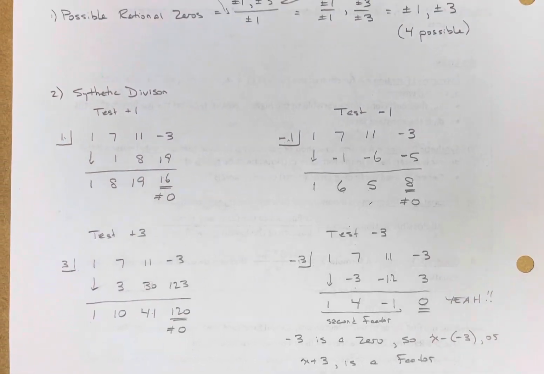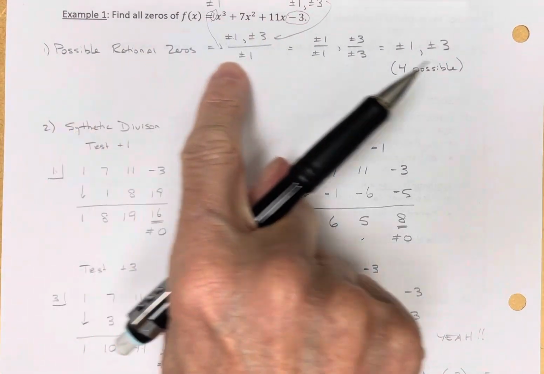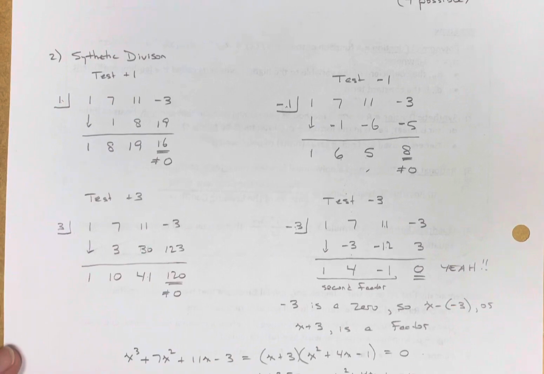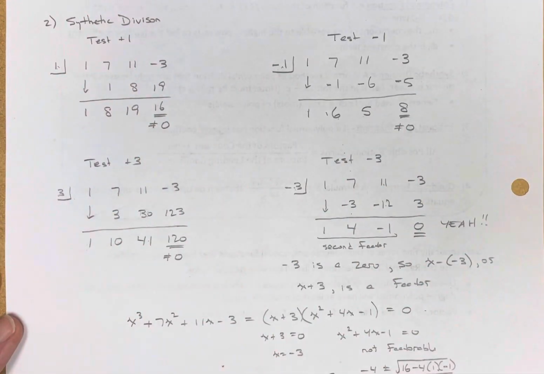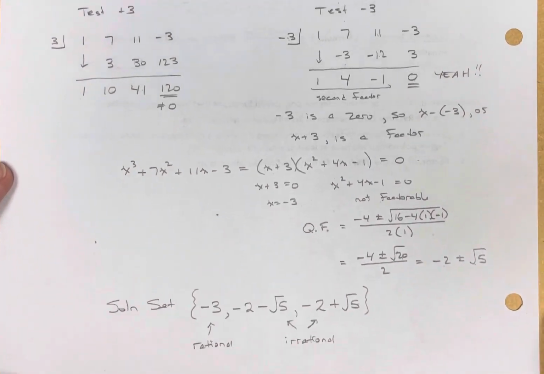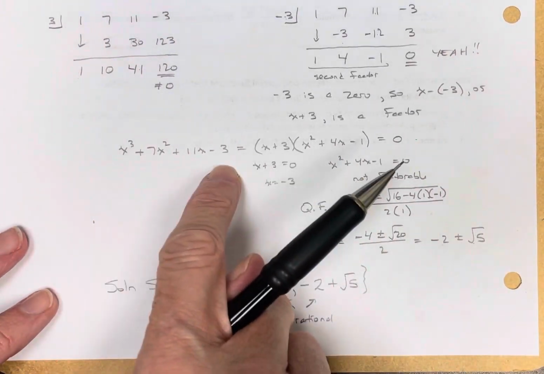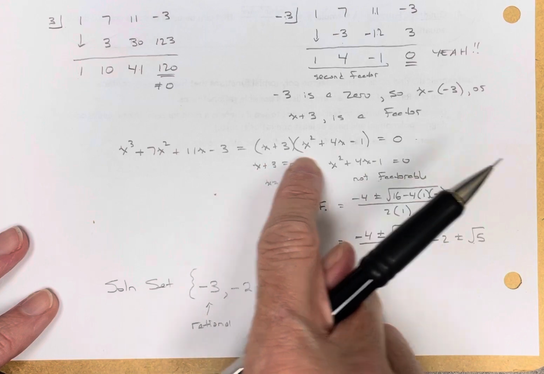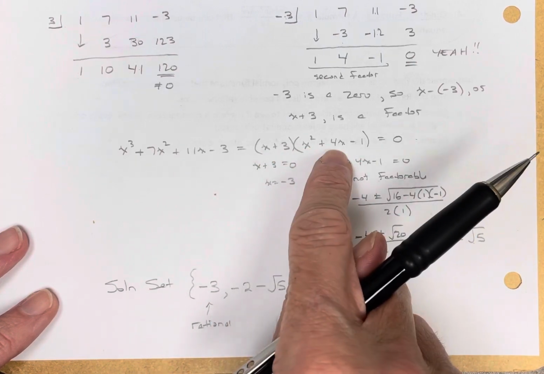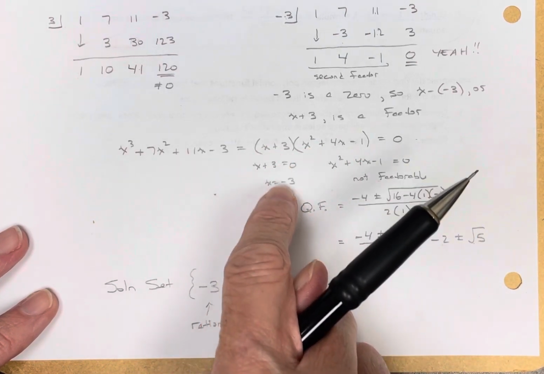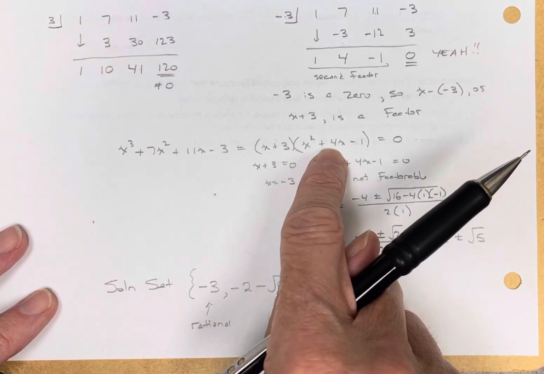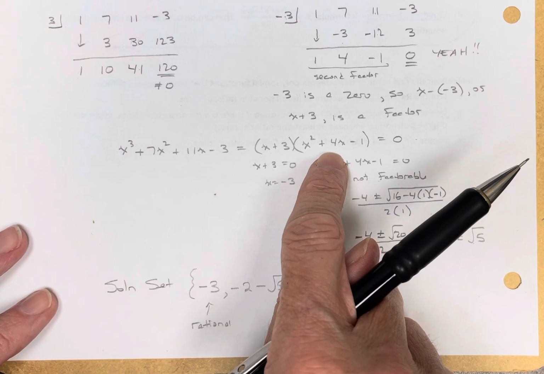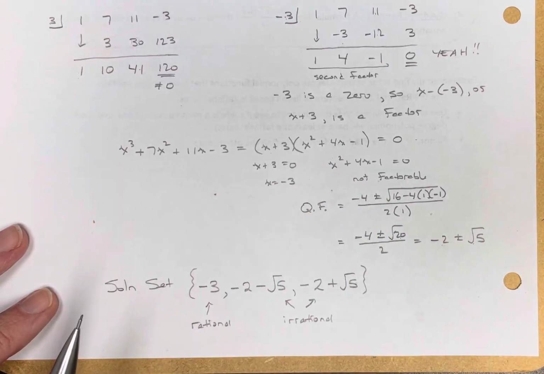Okay, a quick recap. List all your possible rational zeros. Use synthetic division to find out which one is an actual rational zero. Rewrite your original 3rd degree polynomial as a multiplication problem of its 2 factors. One is a linear factor and the other one is a quadratic. If it's factorable, that makes it easy. If it's not factorable, you need to go to the quadratic formula to find the other 2 zeros.